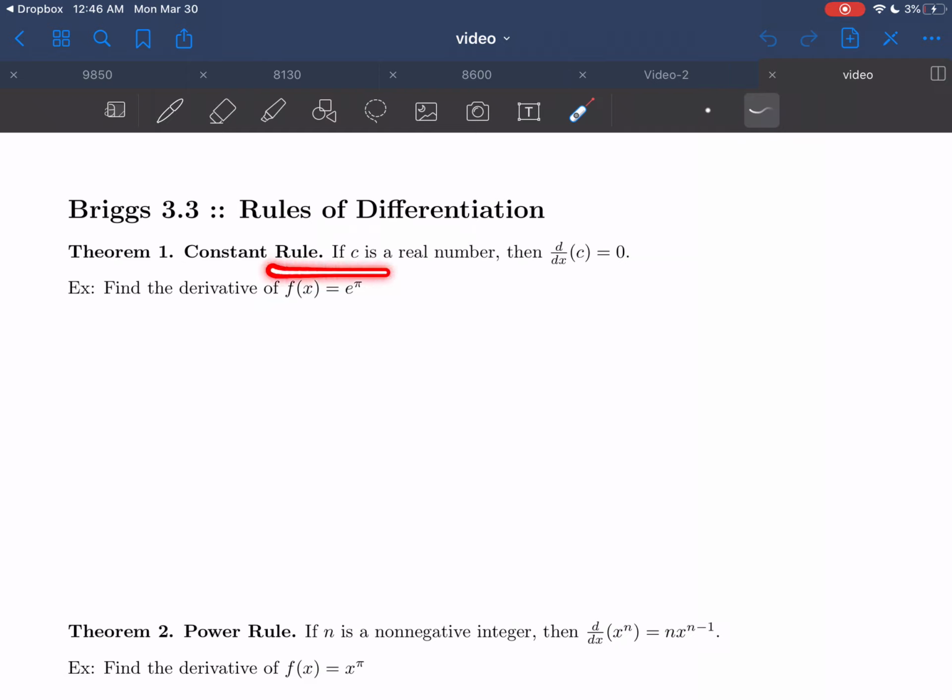Our first theorem or rule is that if we've got some real number c, some constant c, and we take the derivative of that, it's always going to be 0. This will be anything. For this example, we're taking the derivative of e to the pi. Pi is just a number. e is just a number. e to the pi is still just a number.